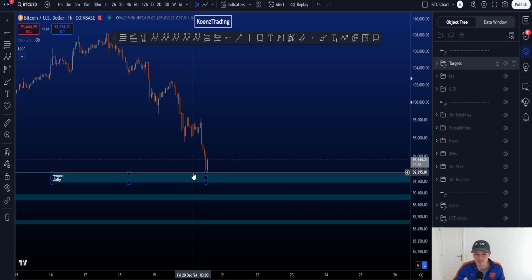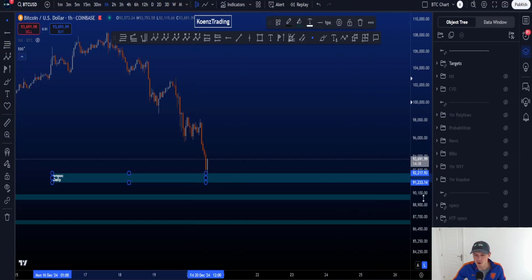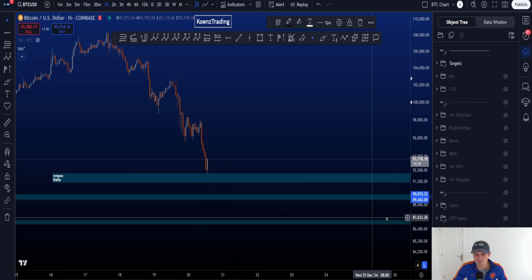Finally, we were looking for price to hit some of these boxes. The first one here is touched, 91.2k to 92.2k, including this weekly naked point of control. Beautiful bounce locally at the moment. Below this, we have 89.4k to 90k, and then 86.9k to 87.4k.